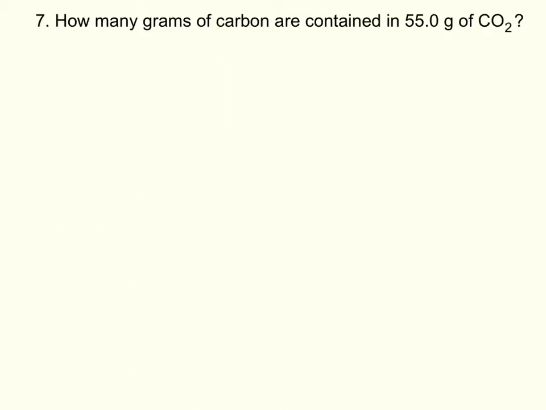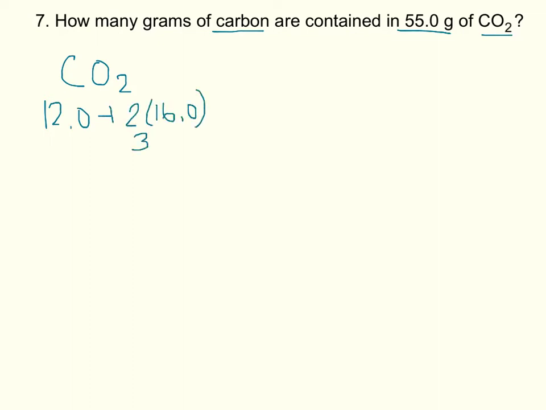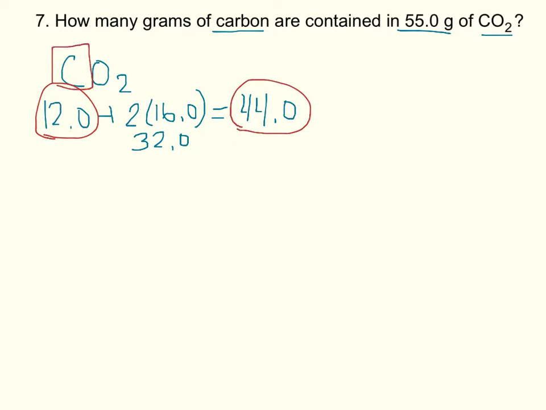So number 7 is more like how you're going to see percentage composition used. How many grams of carbon are contained in 55.0 grams of carbon dioxide? So we need to know the molar mass of carbon dioxide, CO2. Based on the periodic table, carbon weighs 12.0, and there are 2 oxygens which each weigh 16.0. So the oxygens add up to 32.0 plus the carbon is 44.0. So that means that 12.0 out of the total 44.0 is carbon. We want to know if the total is 55 grams, what total is carbon.